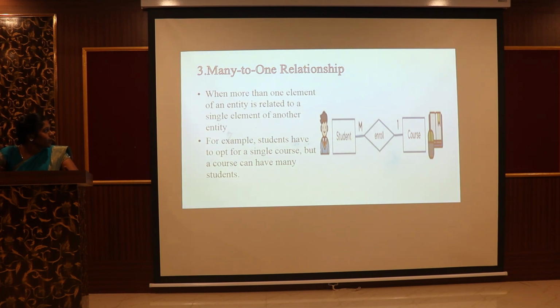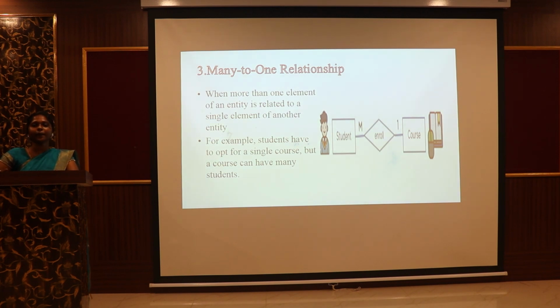When more than one element of an entity is related to a single element of another entity, we call it a many to one relationship. For example, in a class there are so many students, right? All the students can enroll in one course, right?